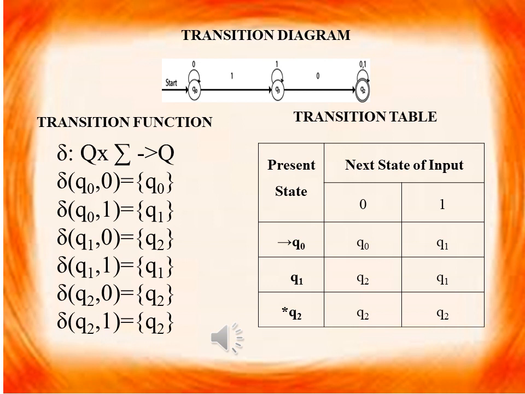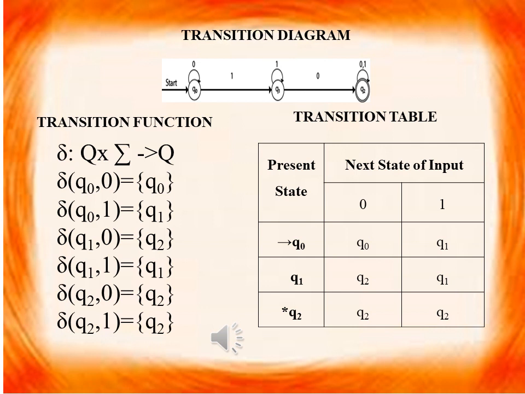Same way, transition of Q1, 1 gives a self loop, so we are writing Q1. Q2, 0 and Q2, 1 both have a self loop, so both the values are Q2.